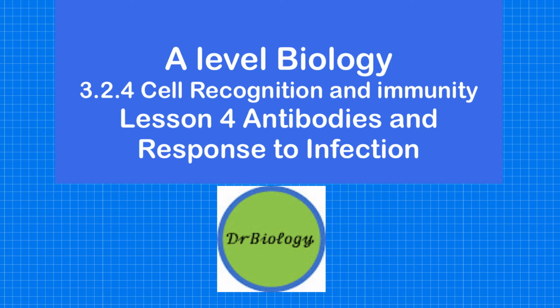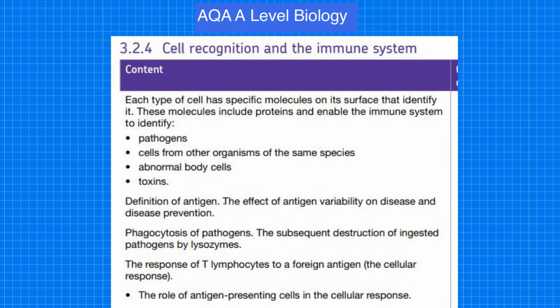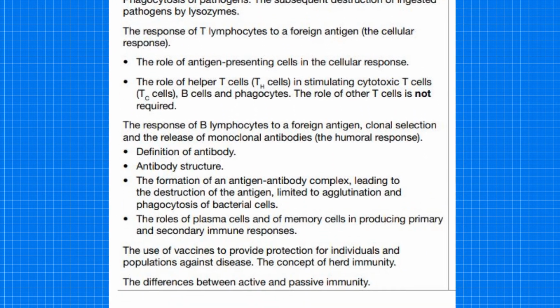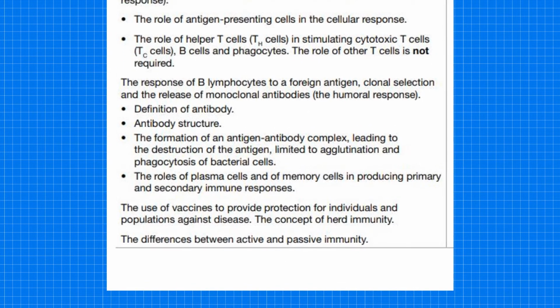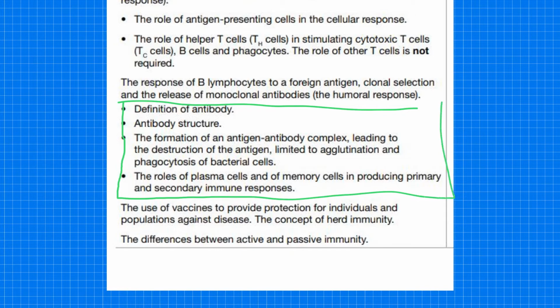Hi everyone, this is lesson 4, antibodies and response to infection. This is part of the AQA A-level biology section 3.2.4, cell recognition and immunity. The part of the spec we are going to look at in this video will be related to the definition of the antibody, looking at antibody structure, and then how they destroy bacterial cells and also viruses, and then we'll be looking at what we call the primary and secondary immune response.